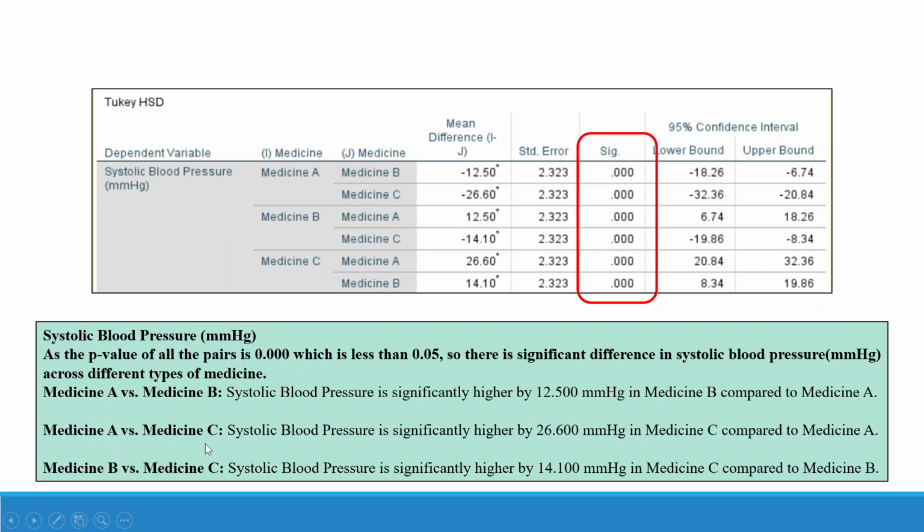Medicine A versus medicine C: systolic blood pressure is significantly higher by 26.6 in medicine C compared to medicine A. Medicine B versus medicine C: systolic blood pressure is significantly higher by 14.1 in medicine C compared to medicine B.